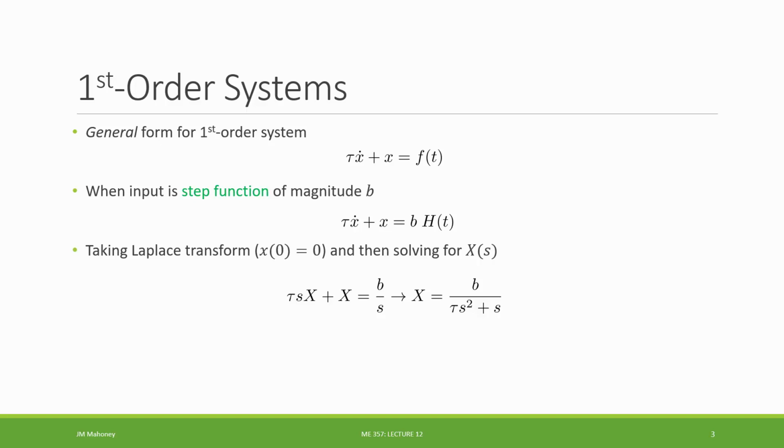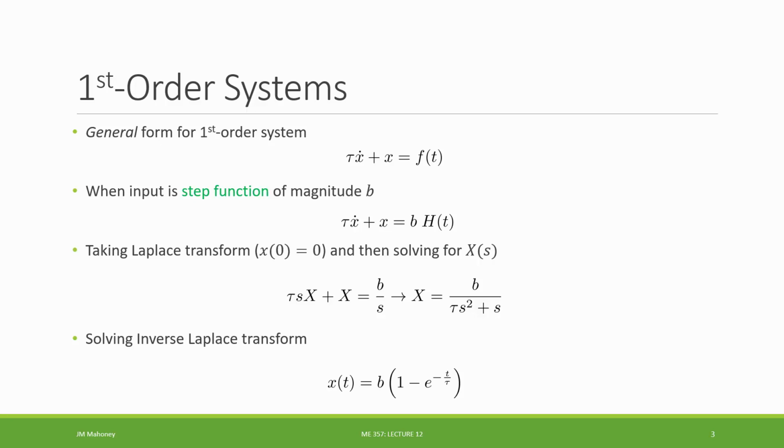Now, what we were doing at the beginning of the course, we can take this and do the inverse Laplace transform. After some algebraic manipulation, we can take the inverse Laplace transform and solve for x of t. Skipping some of the algebra steps, x of t is going to be b, the amplitude of that step function, times the quantity 1 minus e raised to the negative t over tau power.